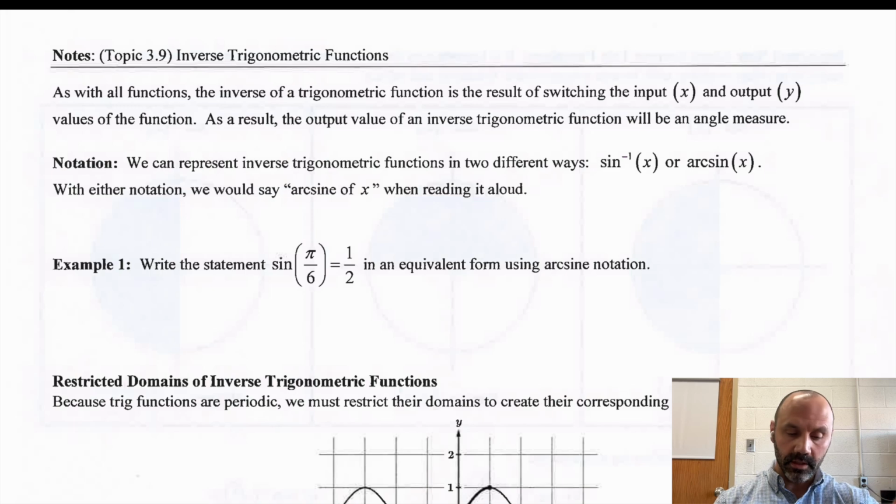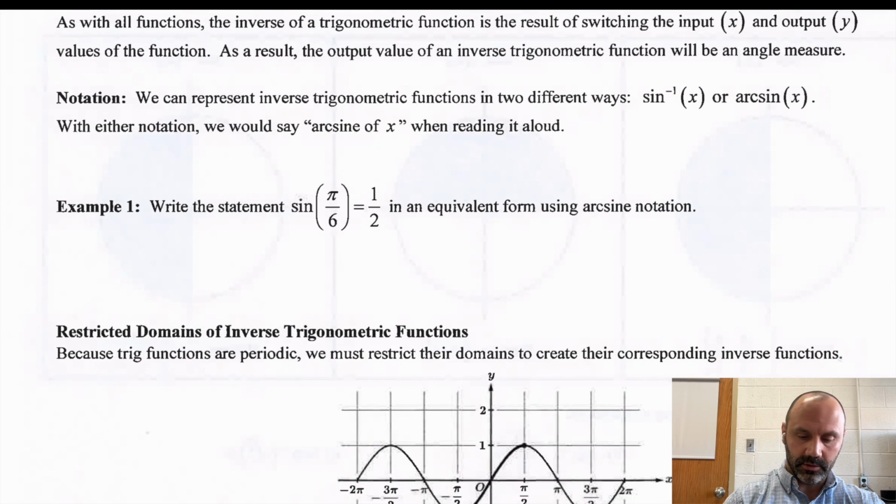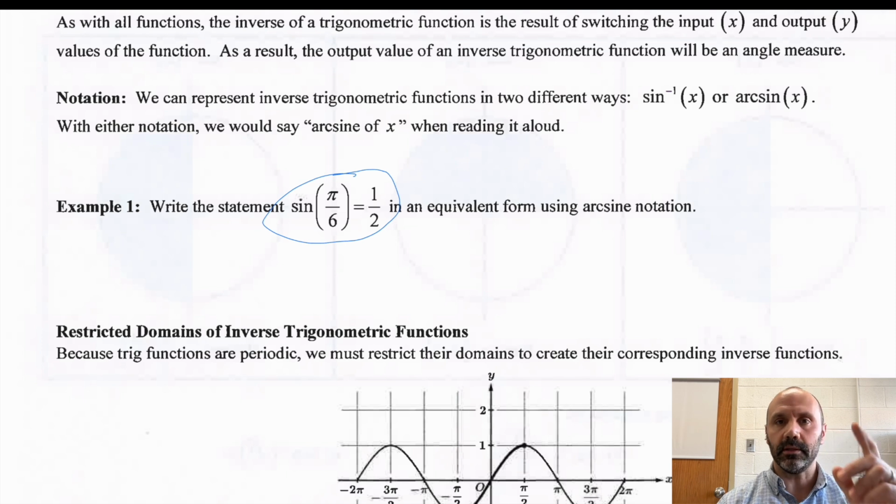So what we're going to talk about now is inverses of trigonometric functions. Inverse, right? Super, super simple way of thinking about it is simply that we switch the input and the output. For example, sine of pi over 6 equals 1/2. So how do we write inverse? If I want to write the inverse of a function, I use the negative 1 notation.